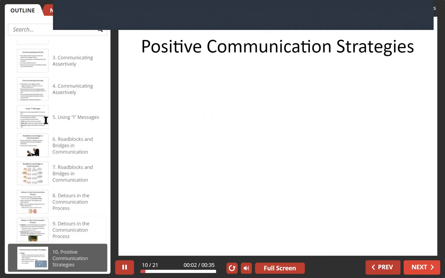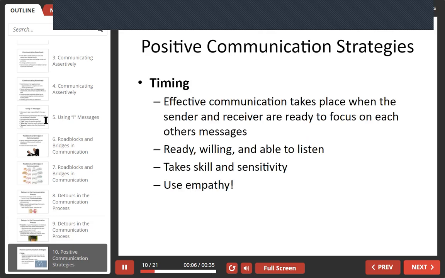What exactly are some positive communication strategies? Timing is one of them. Effective communication takes place when the sender and receiver are ready to focus on each other's messages. You must be ready, willing, as well as able to listen. The timing requires skill as well as sensitivity, and it's always important to use empathy. So if you are in a mood where you're frustrated and angry, it may not be a time to negotiate with somebody.